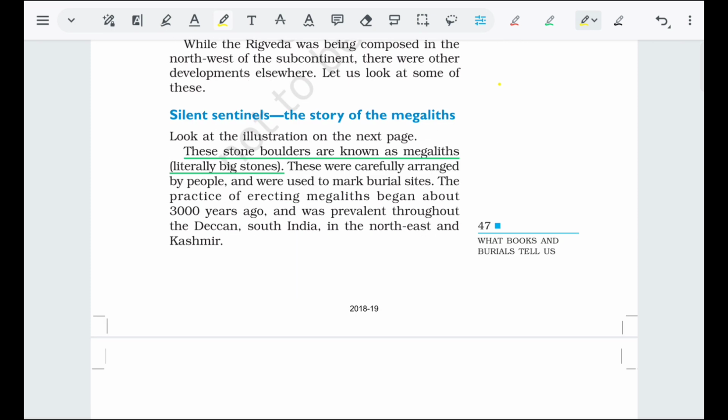Now the story of the megaliths. These stone boulders are known as megaliths. Megalith literally means big stones, and the beginning of the megaliths was around 3,000 years ago.